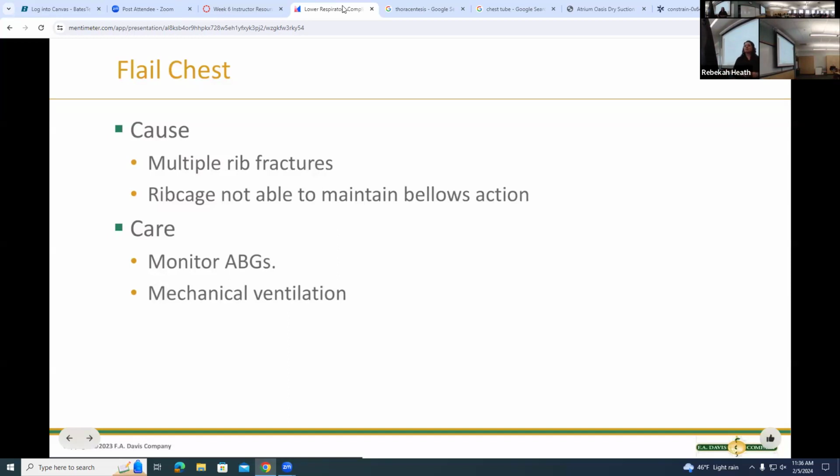Those people are pretty, pretty ill. A lot of times those have significant injuries other than even the flail chest. Usually they're going to be in the ICU. They usually need to have mechanical ventilation, partially because they can't take adequate breaths without having kind of all the muscle and bone coordination like we normally have to breathe.